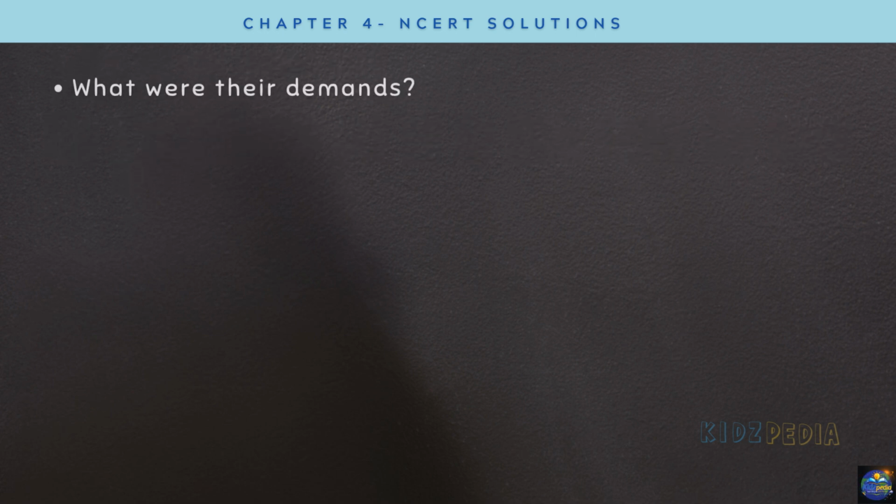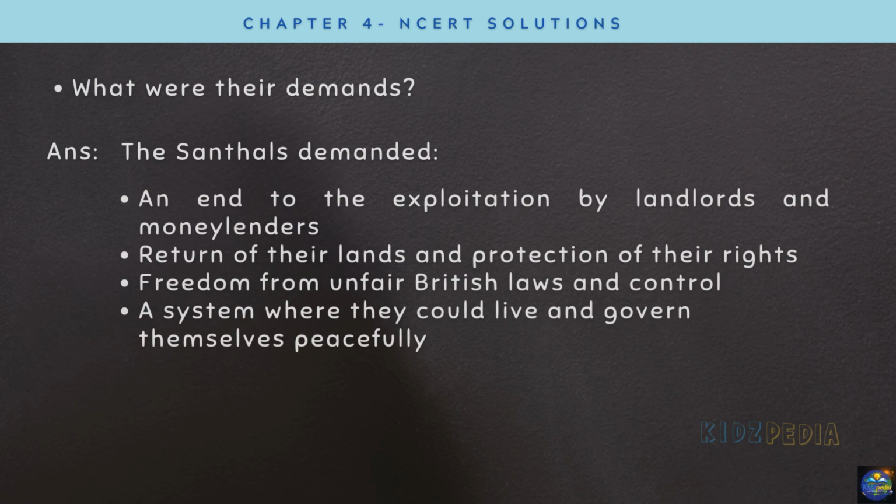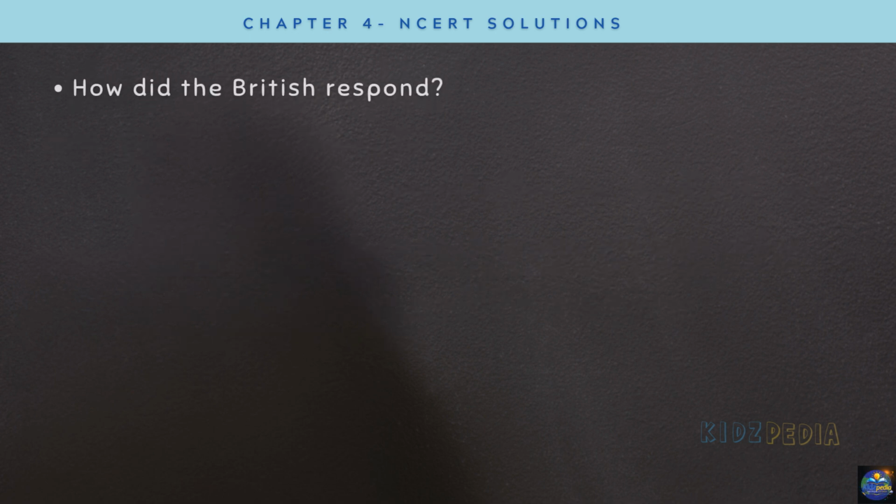What were their demands? So here you need to explain what the people wanted during the resistance movement. Their demands, or the specific changes or actions they were asking for. For example, stopping unfair taxes, protecting their land, ending certain British policies, or gaining more rights and freedom. So here the answer would be the Santals demanded an end to the exploitation by landlords and moneylenders, return of their lands and protection of their rights, freedom from unfair British laws and control, a system where they could live and govern themselves peacefully.